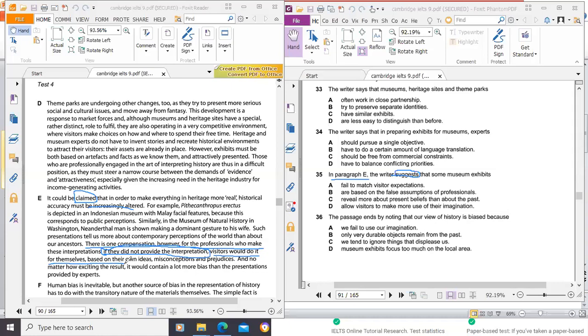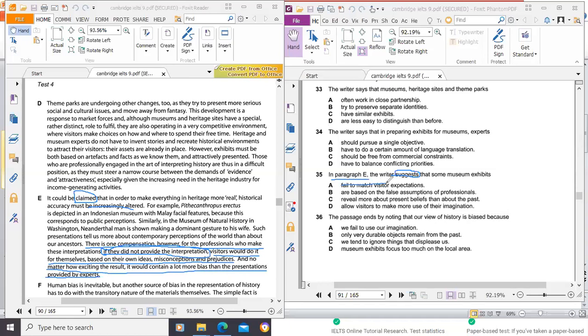If they don't make this interpretation, visitors are subjected to their own ideas and their own assumptions. So visitors will do their own interpretations for themselves based on their own ideas and misconceptions. And no matter how exciting the result, it would contain lots of bias compared to the presentation provided by experts. So experts should probably provide interpretations, okay? So let's look at what this passage says.